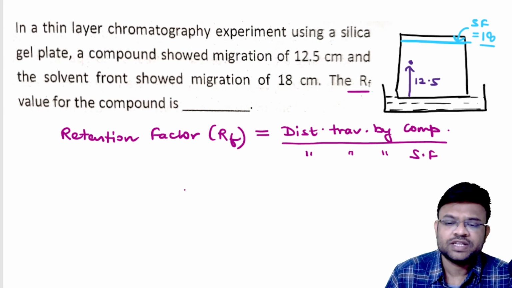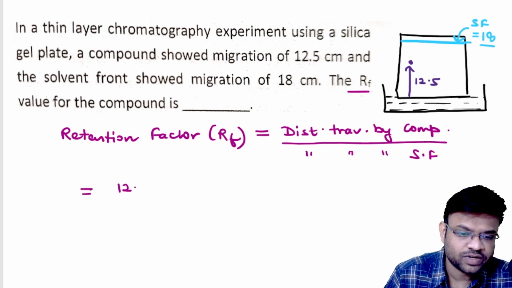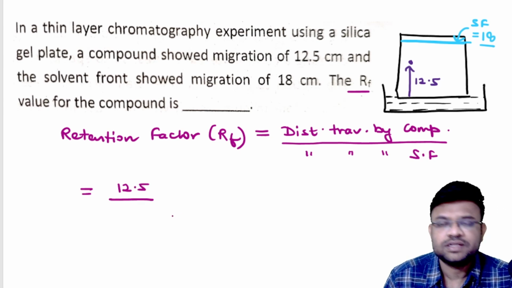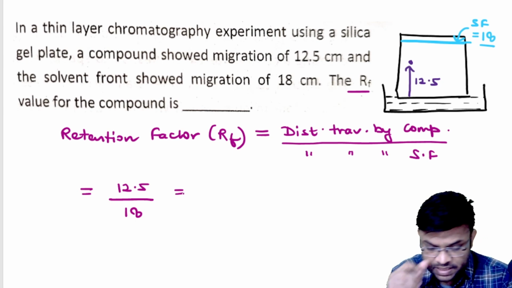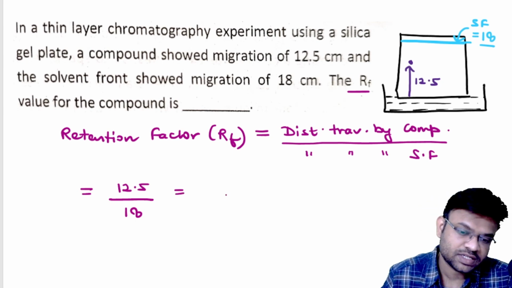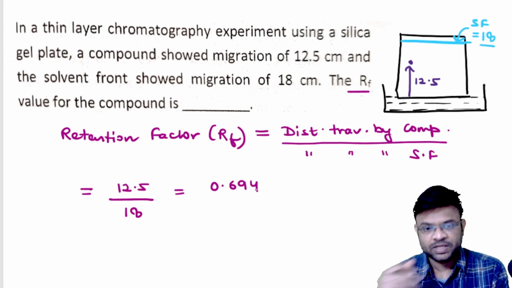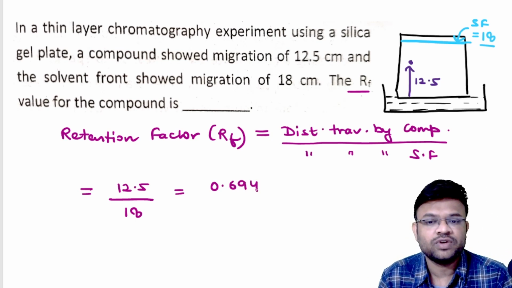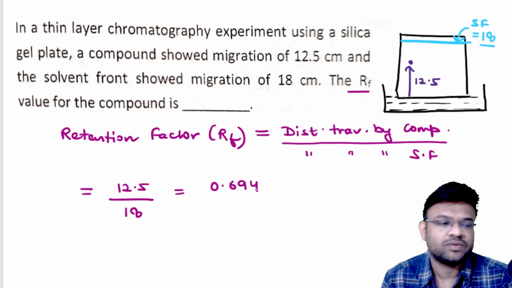Now this is a very simple concept. The distance traveled by the compound has been given to us as 12.5, and the distance traveled by the solvent front is 18. So if you calculate this, the answer that you would be getting would be 0.694. Hopefully you would have got a clear idea, and this is a downstream processing question again.